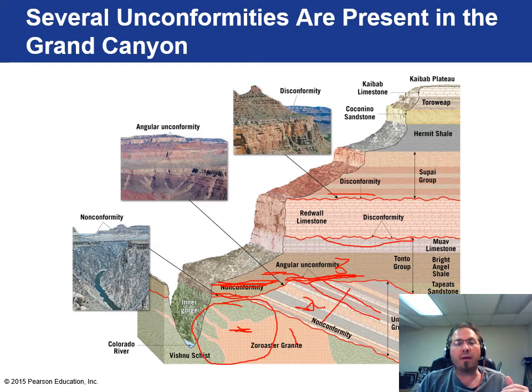So this nonconformity here, let me erase this, is separating not rocks one and two, but one and three. So you're almost skipping an entire section of geologic time because all of these rocks in section two here, these angular rocks, all of those have been weathered away. So now you have three sitting on top of one, with one being the oldest.